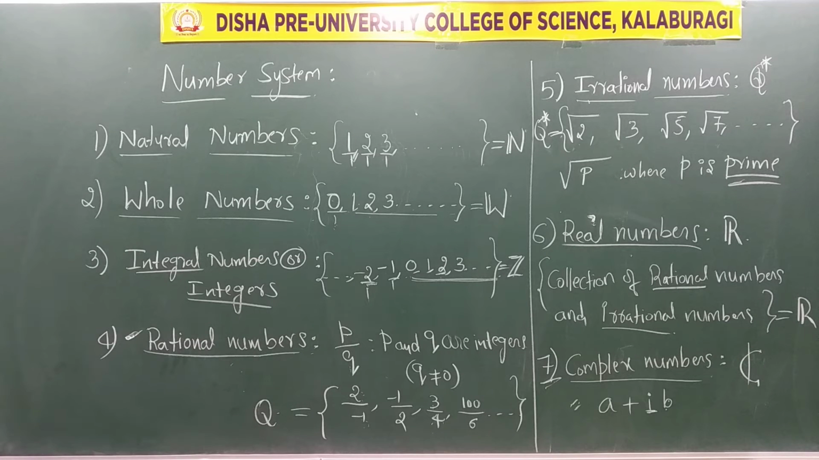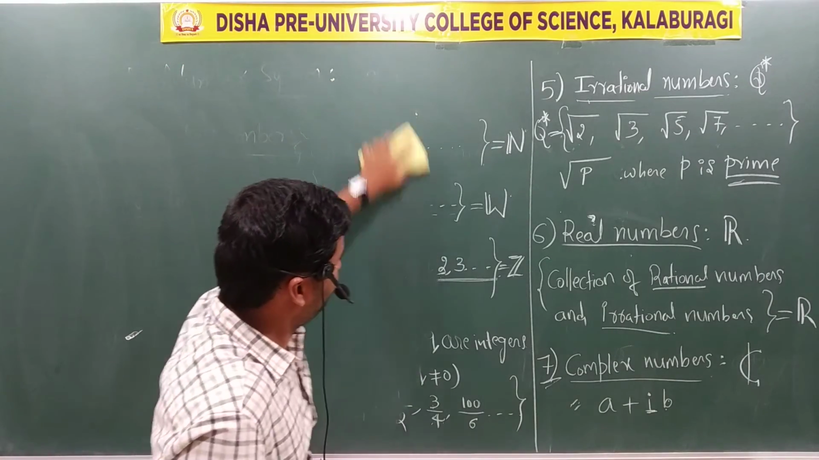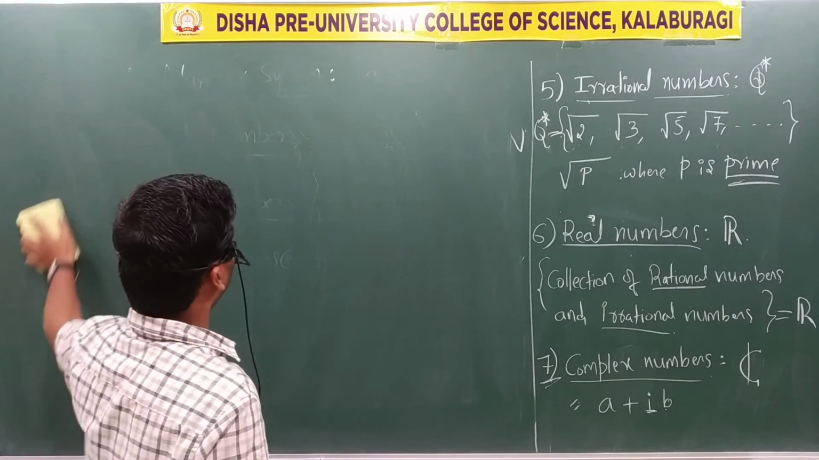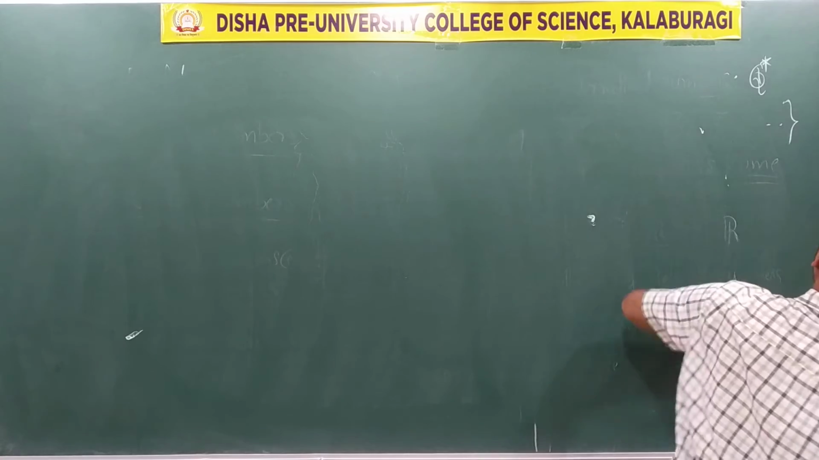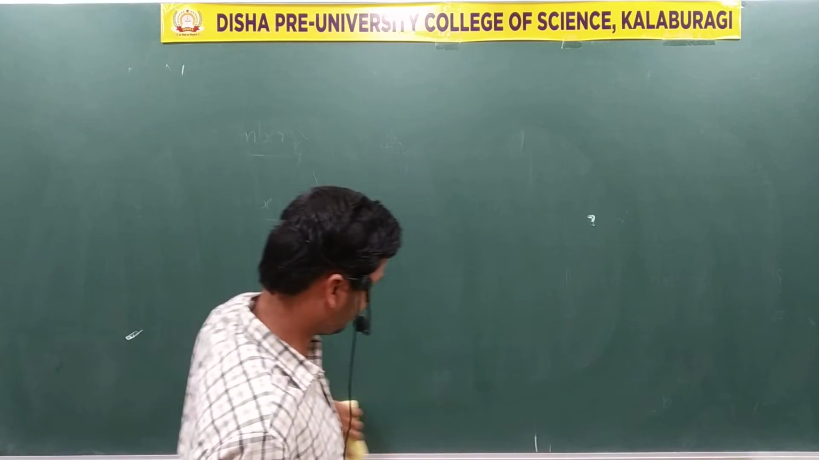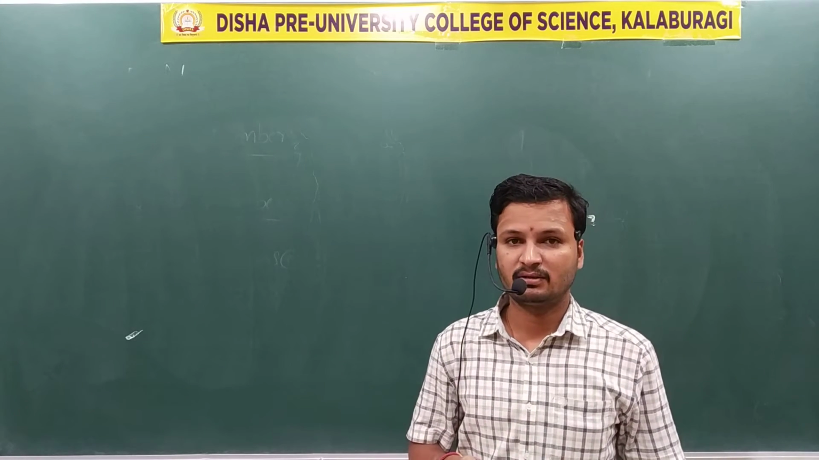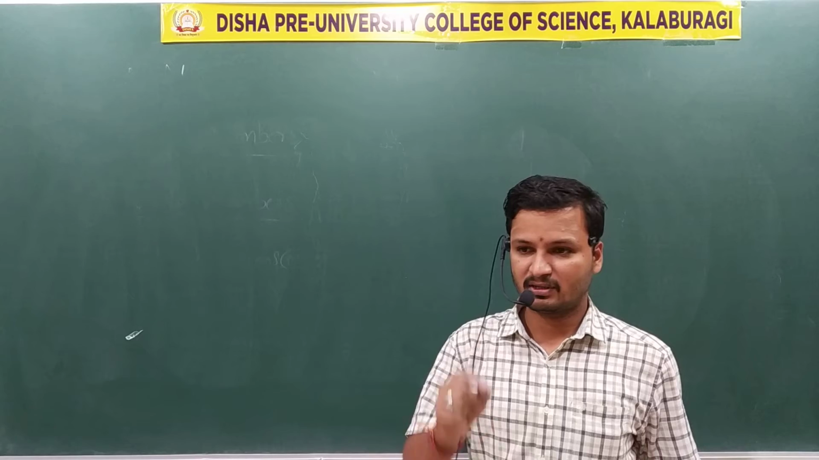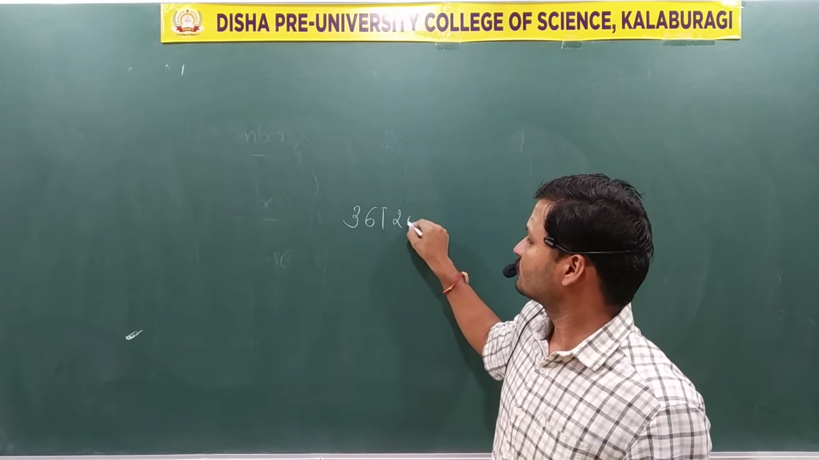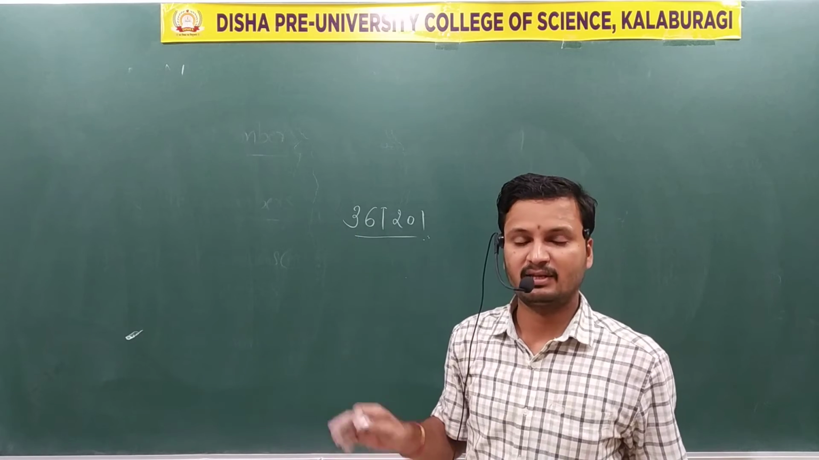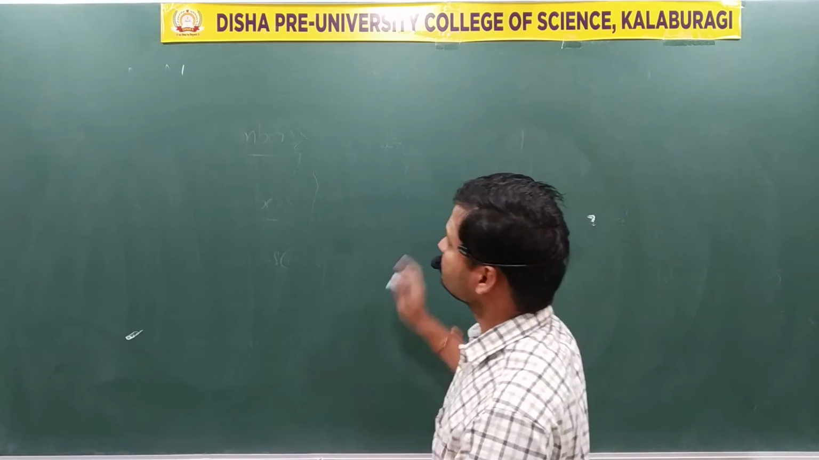Number systems are very important. Nowadays, numbers are very important. On the basis of numbers, cryptography is a big branch in the research field. In the military and defense, they use numbers to share messages instead of words. If they write numbers like 3, 6, 1, 2, 0, 1, this means there is a message, a sentence, in it. That coding system is named cryptography.